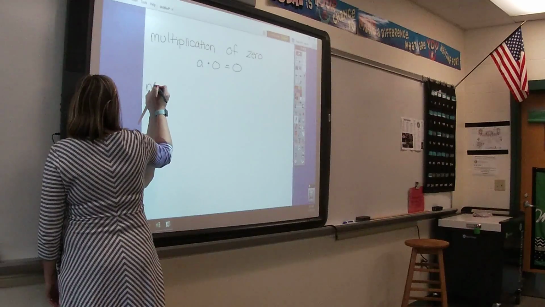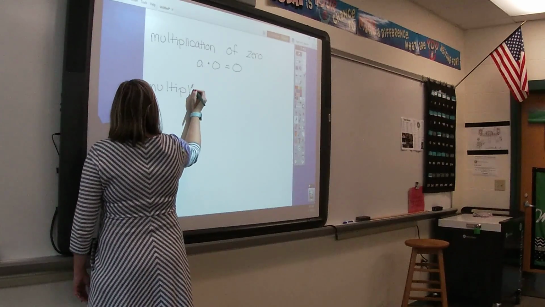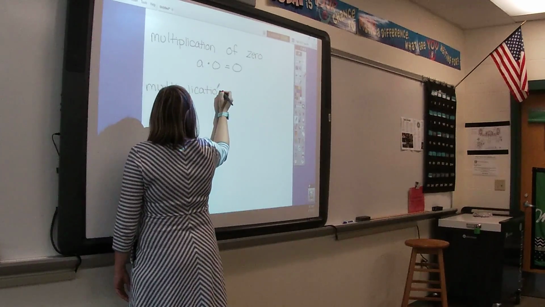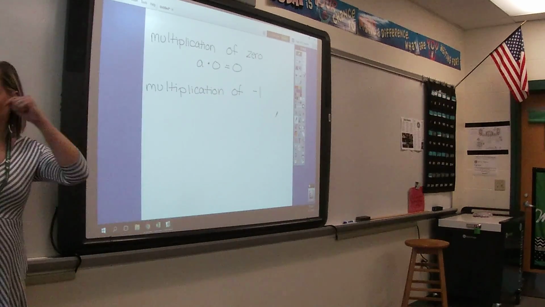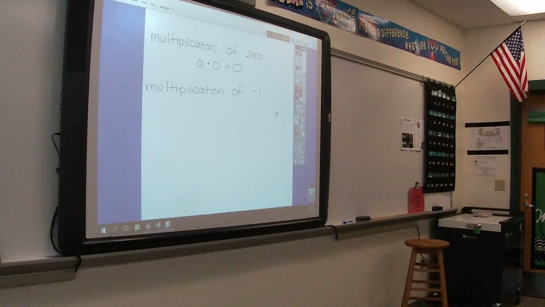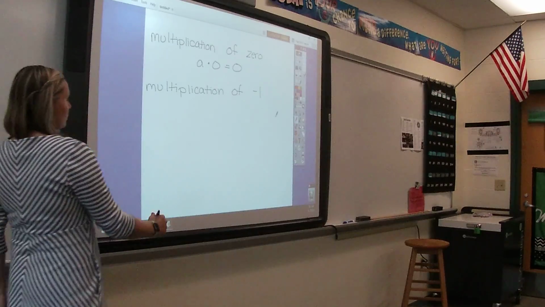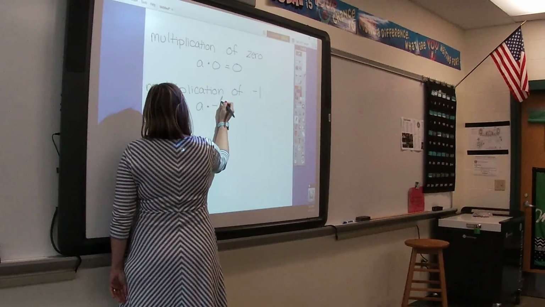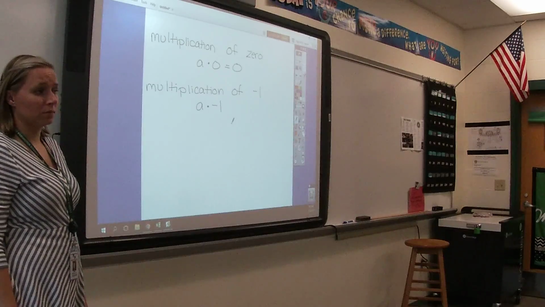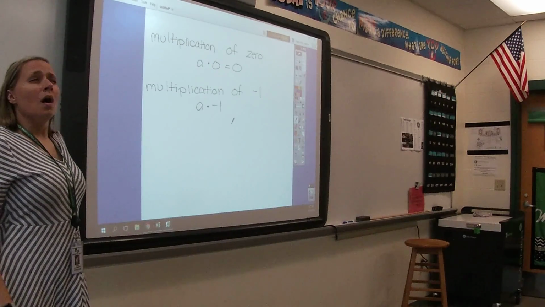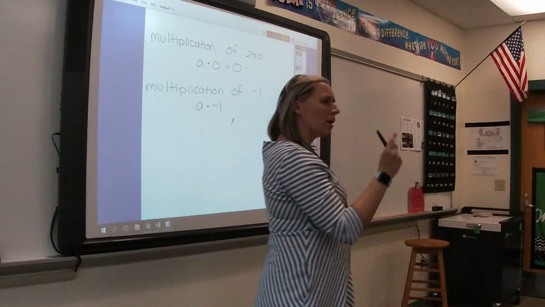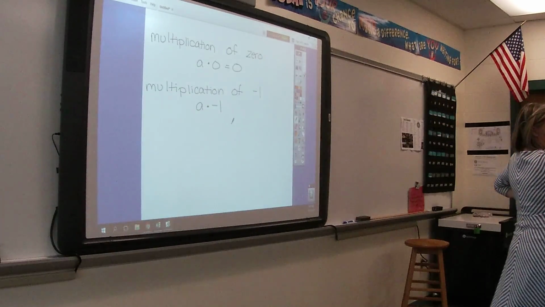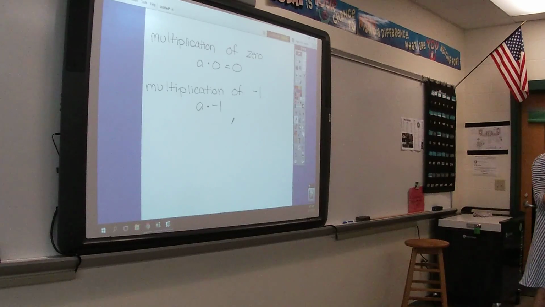And hopefully we also already know this one. Our multiplication of negative one property. What happens if we multiply by negative one? It's positive. I just don't like that wording. Yes, that is a potential. I want to pick some different wording. I love that math word, right? It becomes the opposite sign.